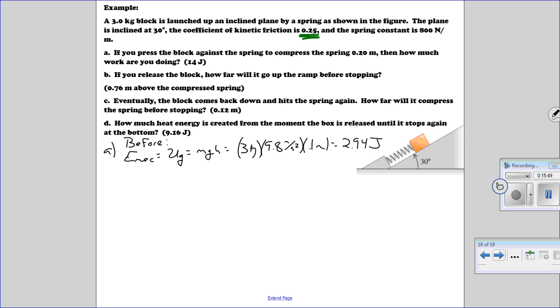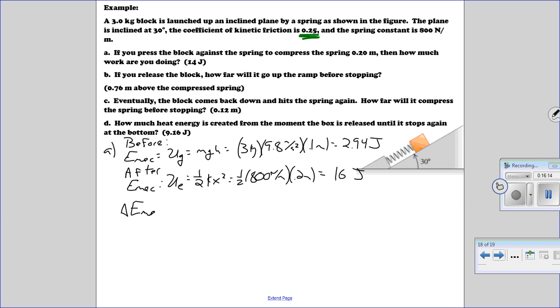Now, after you compress it, we've got mechanical energy of 1/2 kx squared. Again, this is the same calculation we did before. So 1/2 times 800 newtons per meter times 0.2 meters squared, and it gives you 16 joules. So my change in mechanical energy is, again, 13 joules.